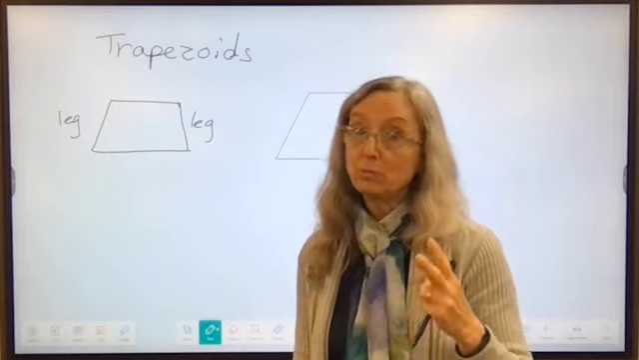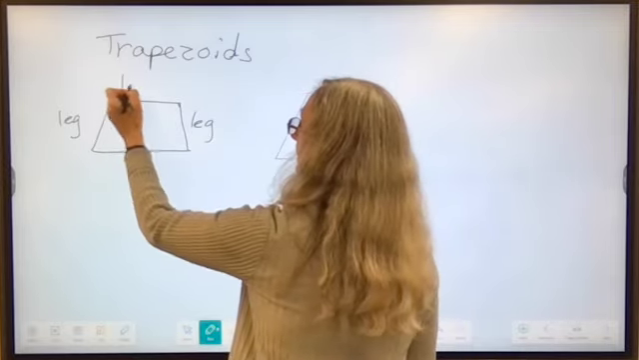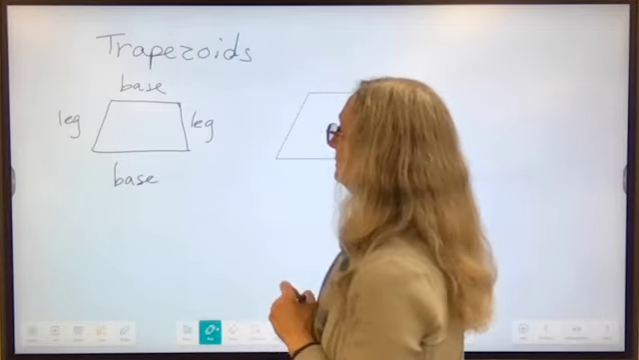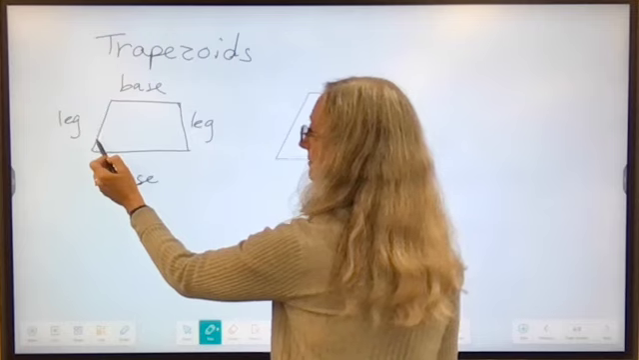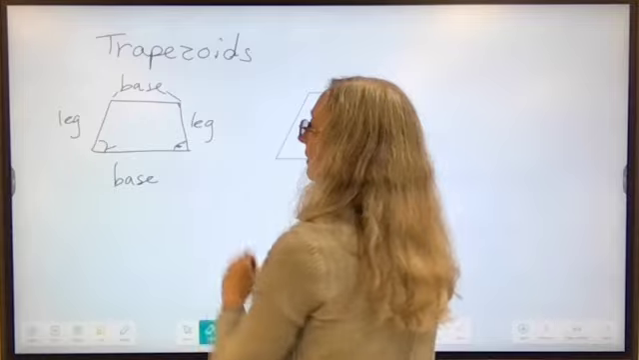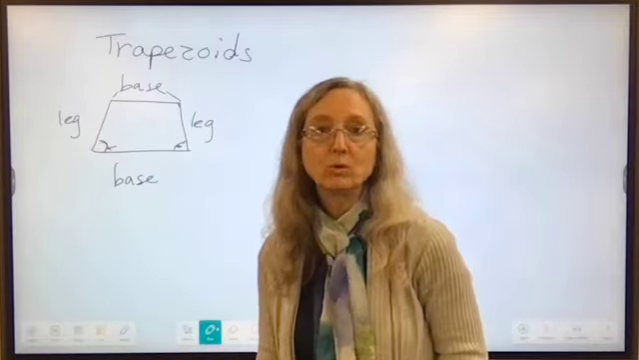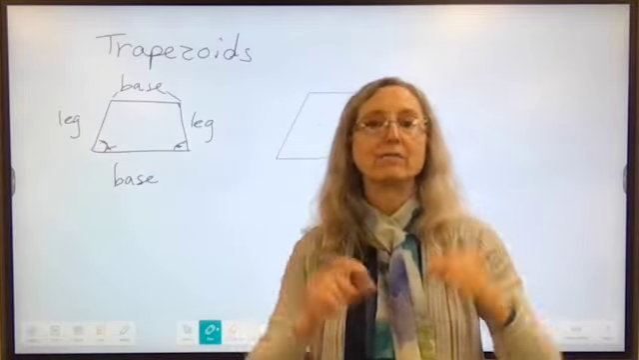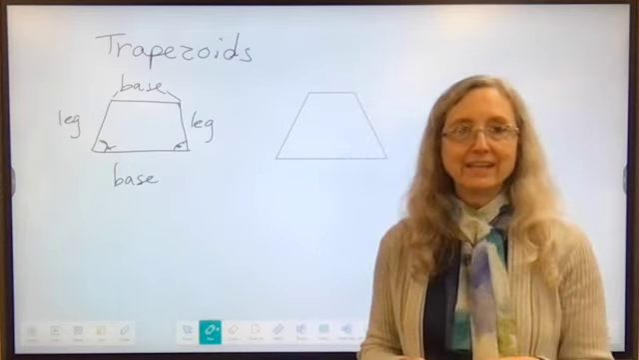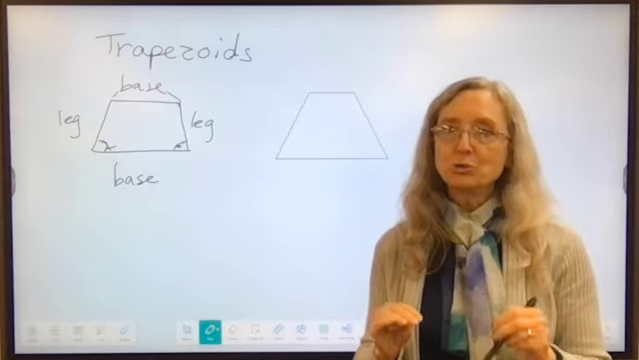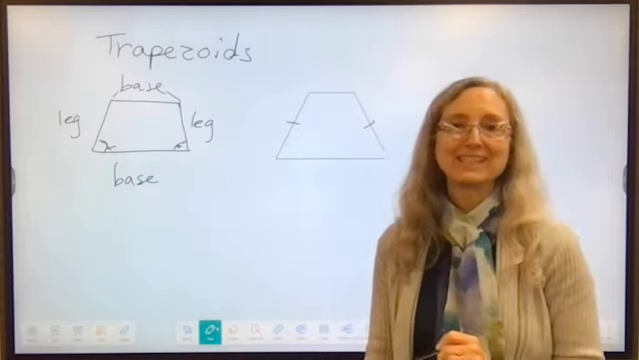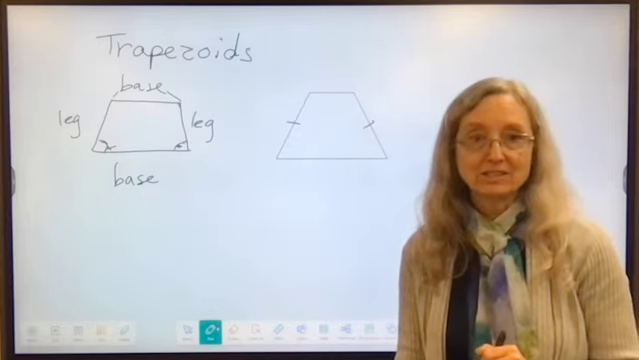So you have two bases. There's a base here and a base here. These are a pair of base angles, and these are another pair of base angles. Not necessarily congruent, but you have two pairs of base angles off of each base. Now, if the two legs are congruent, if these are congruent, then it is an isosceles trapezoid.